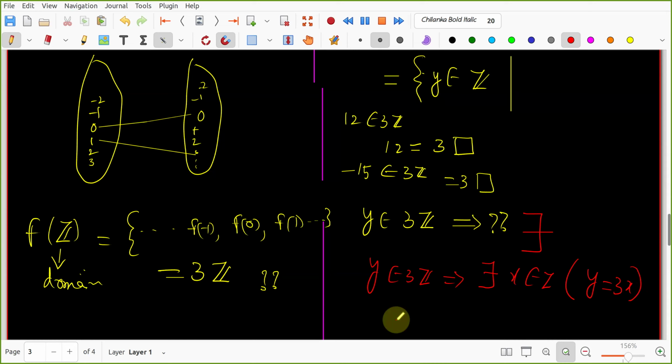Okay. 12 belongs to 3Z because there is a 4 belonging to Z such that 12 is equal to 3 into 4. When you know the number, it is easy for you to tell. But if it is y, then there is an x. Is it clear to you? Yes, sir. Yeah. Now tell me, how do you define 3Z now?